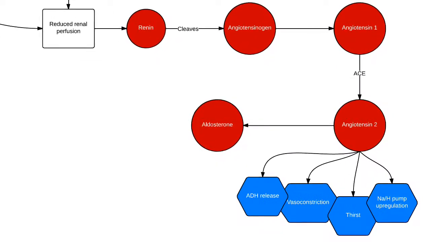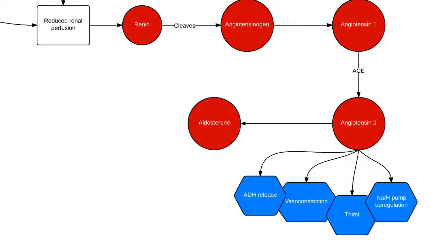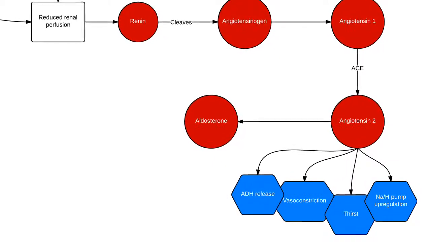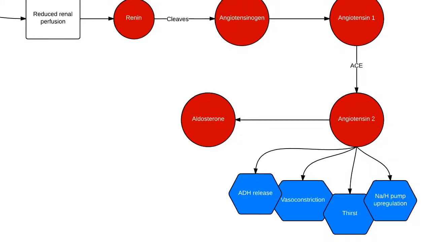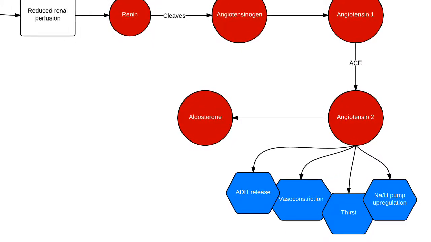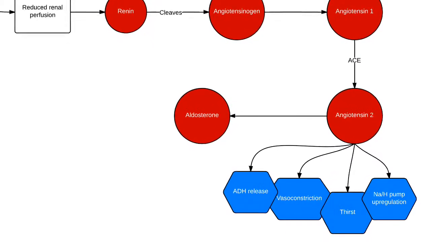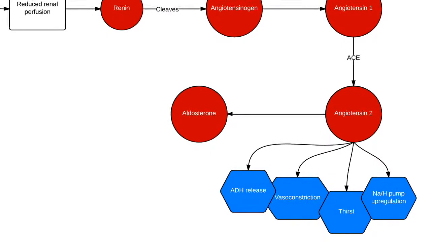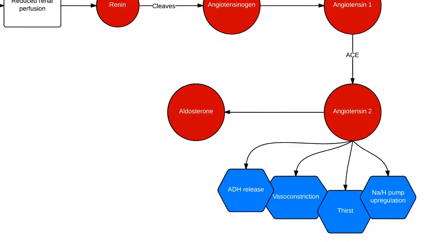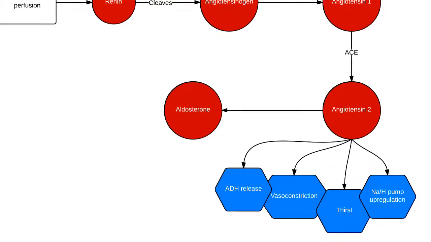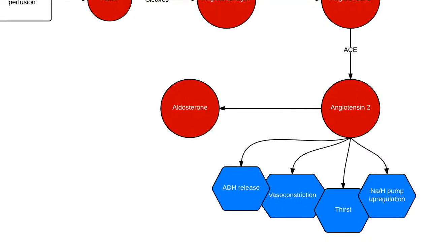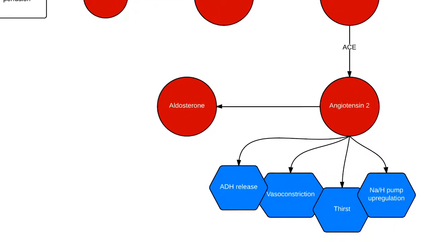Fourthly, angiotensin 2 stimulates the sodium-hydrogen exchangers located on the cell surface of the proximal tubule and the thick ascending limb of the loop of Henle, in addition to sodium channels in the collecting duct. This will ultimately lead to an increase in sodium reabsorption, and since water follows sodium, it will increase circulating volume.